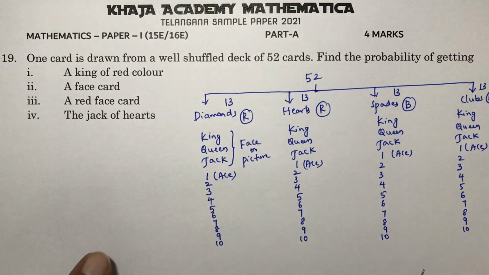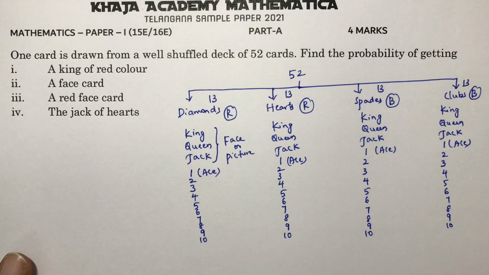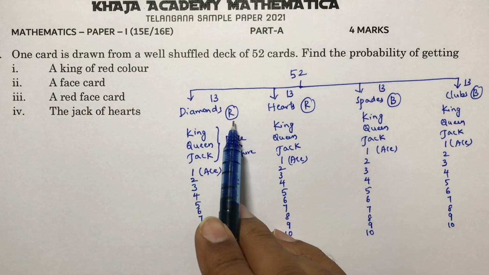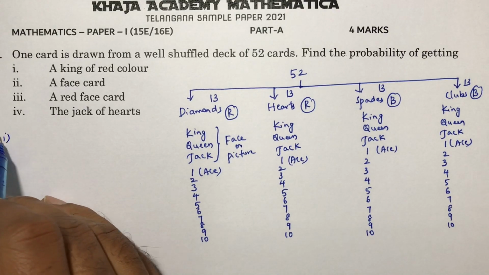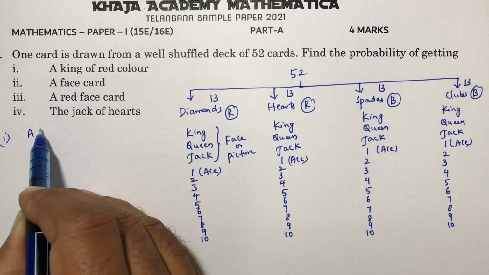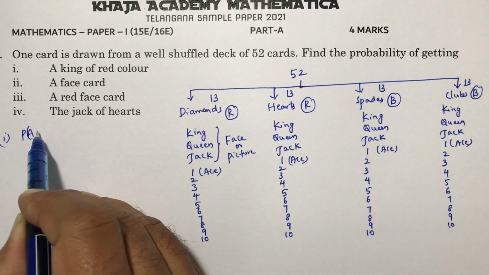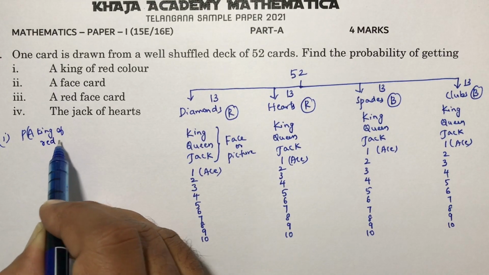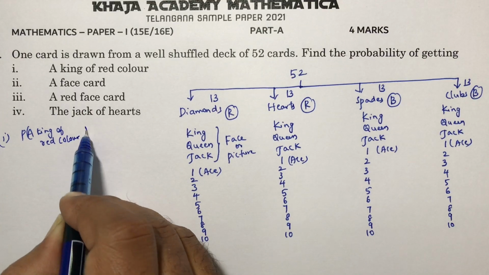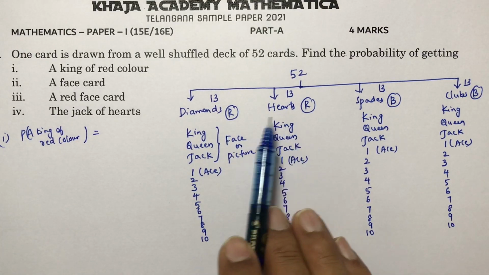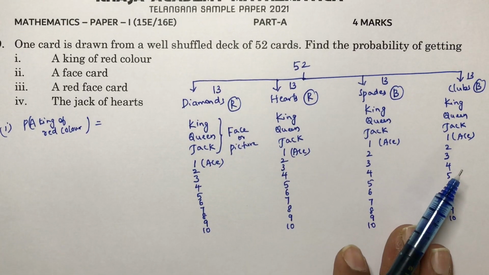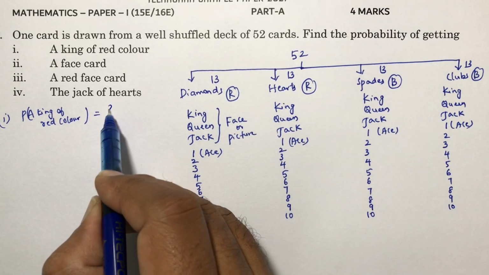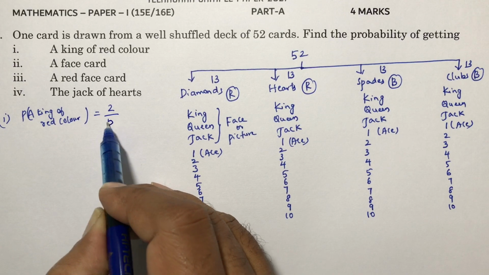Fine. Now if you observe the question, here they give a king of red color. First one, probability of a king of red color. So these two are red color cards. In that, how many kings are there? If you observe, there are 2 kings. So 2 out of 52.